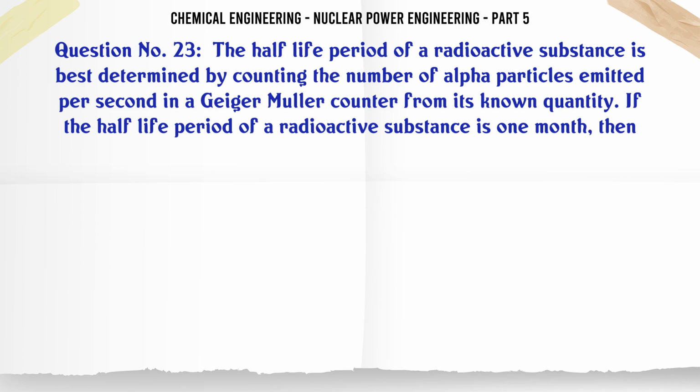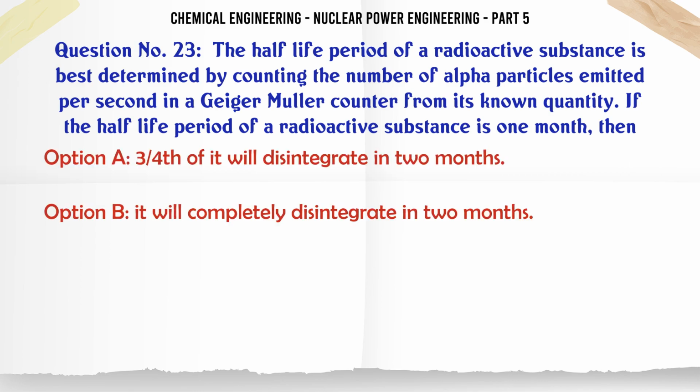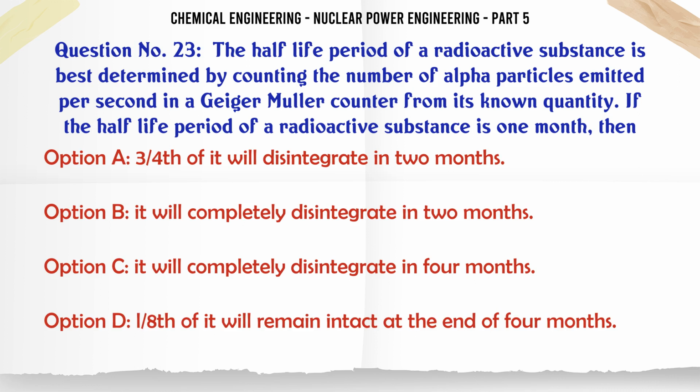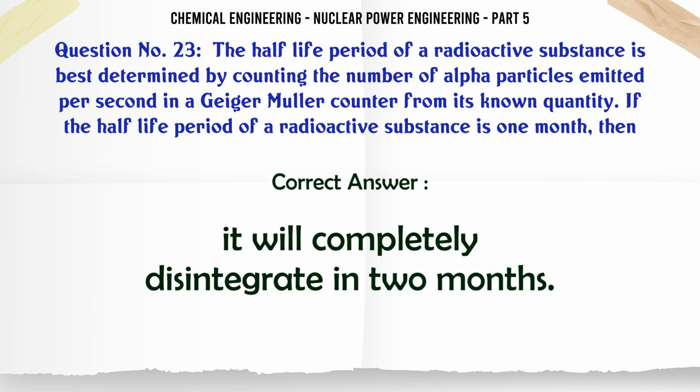The half-life period of a radioactive substance is best determined by counting the number of alpha particles emitted per second in a Geiger Muller counter from its known quantity. If the half-life period of a radioactive substance is 1 month, then A. 3/4 of it will disintegrate in 2 months. B. It will completely disintegrate in 2 months. C. It will completely disintegrate in 4 months. D. 1/8 of it will remain intact at the end of 4 months. The correct answer is it will completely disintegrate in 2 months.